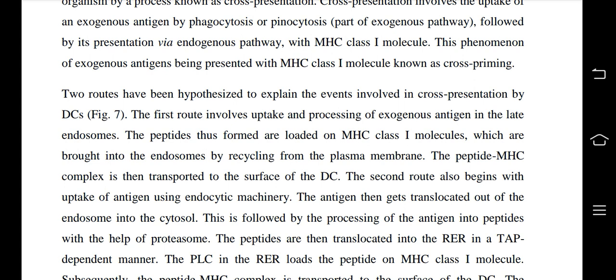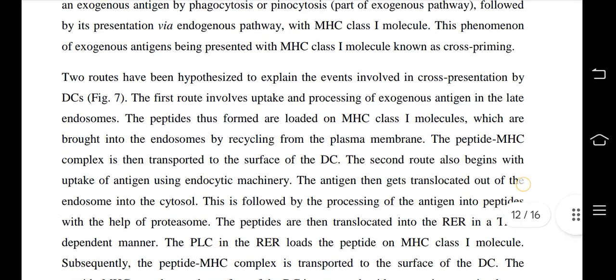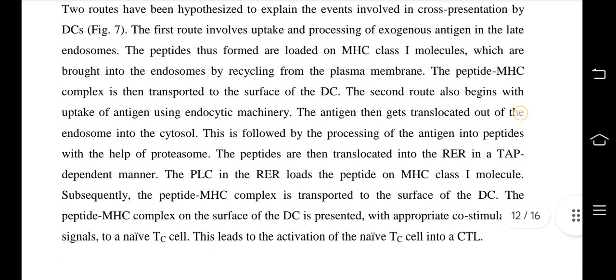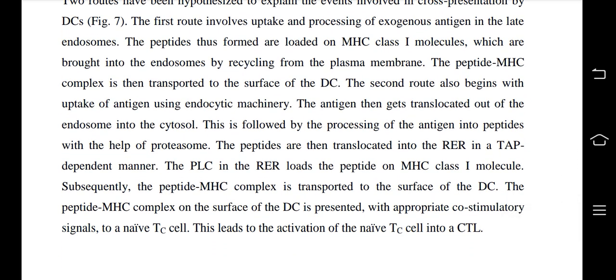The second route also begins with uptake of antigen using endocytic machinery. The antigen then gets translocated out of the endosome into the cytosol. This is followed by the processing of antigen into peptides with the help of the proteasome. The peptides are then translocated into the RER in a TAP-dependent manner. PLC in the RER loads the peptide on MHC class I molecule. Subsequently, the peptide MHC complex is transported to the surface of the DC.